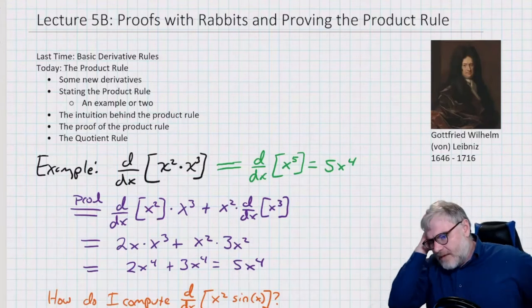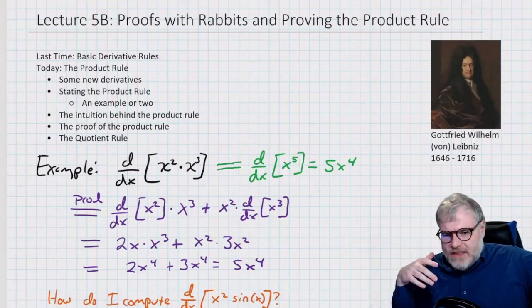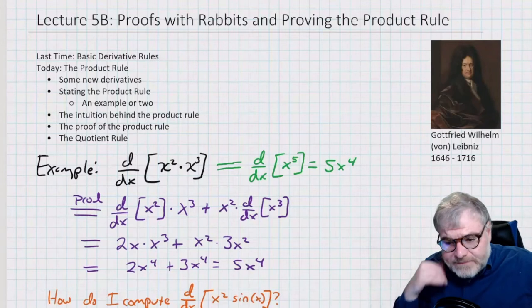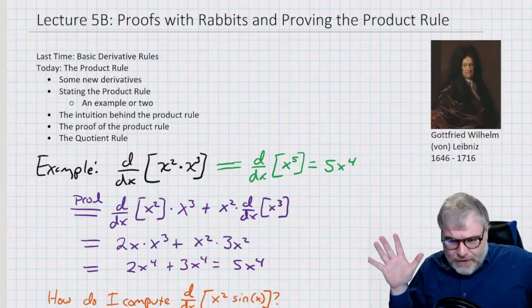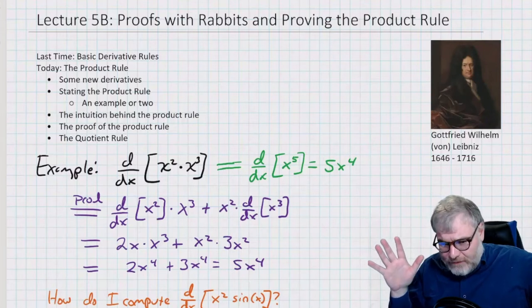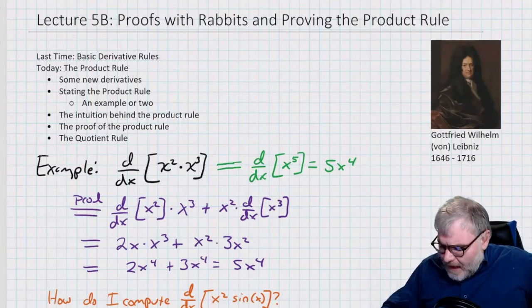Well, let's say I'm taking the derivative of x squared times x cubed. Now, any intelligent person would immediately go, this is the derivative of x to the fifth, right? You add the exponents, you get the derivative of x to the fifth, you use a little power rule here, and you get 5x to the fourth.